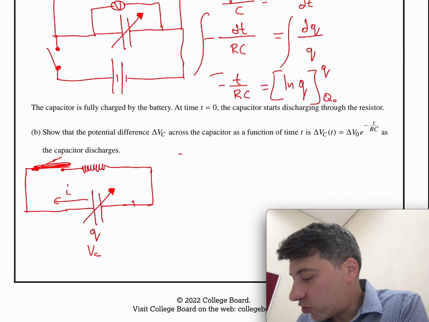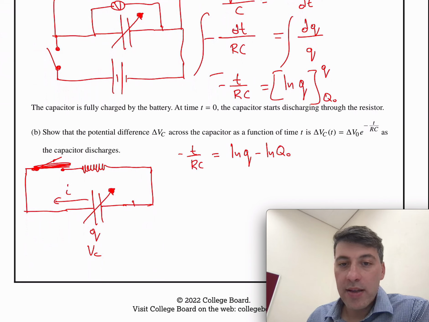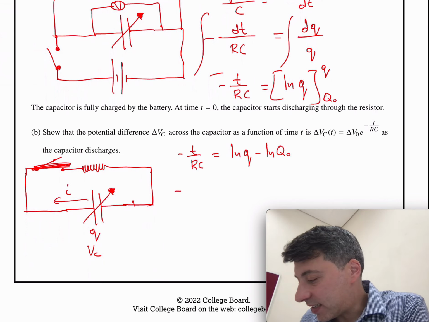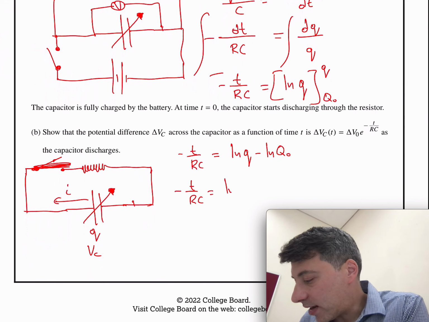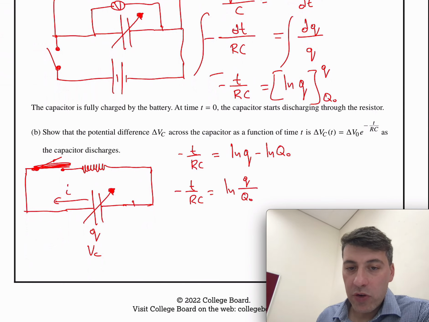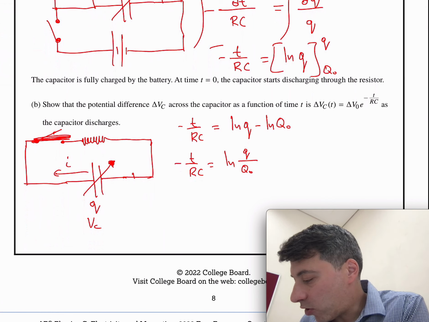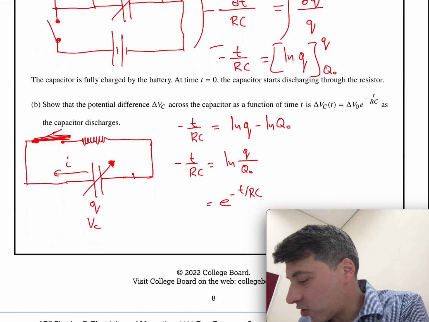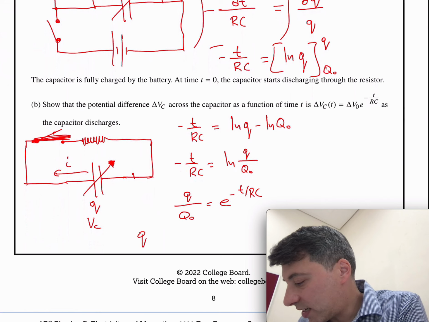So what this brings is minus t over RC equals ln of q minus ln of q max. I'm going to write for the moment Q0. Now the difference between the ln's is ln of the ratio q over Q0. In order to cancel the ln, I'm going to say e to the power of minus t over RC is equal to q as a function of time over Q0. So the charge as a function of time is Q0 multiplied by e to the power of negative t over RC.